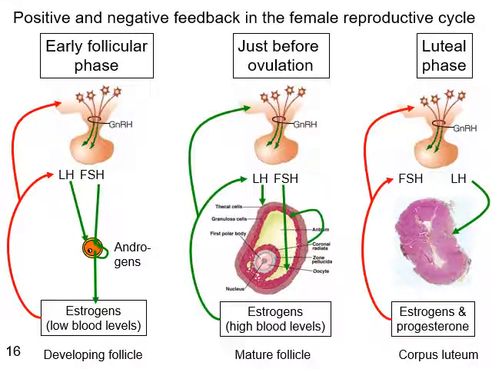This slide really summarizes what I've been teaching for the past few minutes. So in the early follicular phase, GnRH released by hypothalamic neurons in the median eminence causes the anterior pituitary cells to release LH and FSH. LH stimulates the theca to produce androgens. FSH stimulates the granulosa to convert those androgens into estrogens. Estrogen levels are low, but increasing because the granulosa and the theca are proliferating, but these low levels of estrogen exert negative feedback.